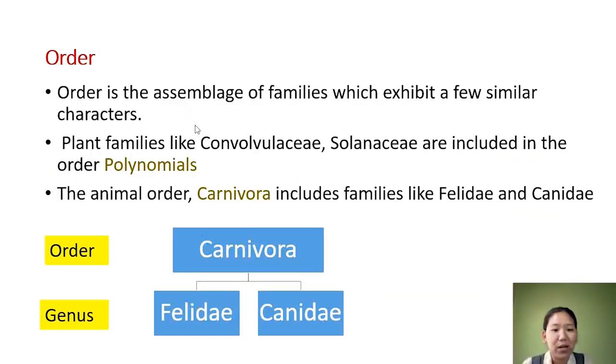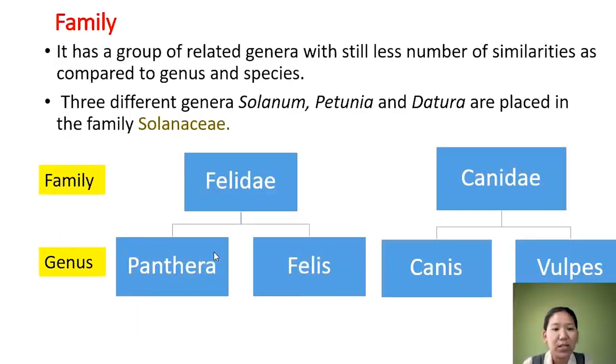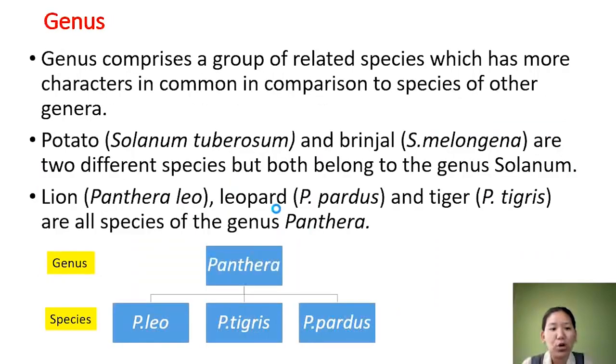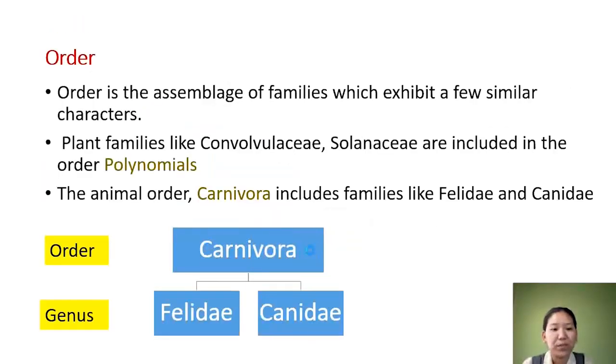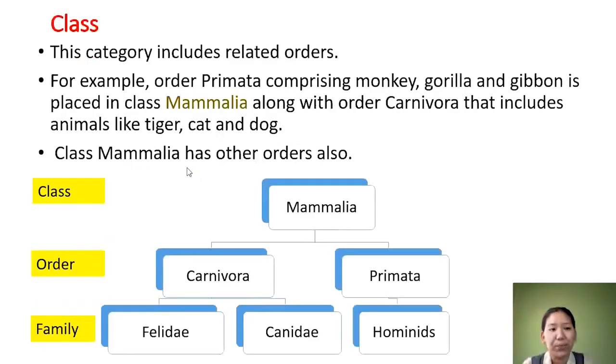For example, in the earlier topic under family, Felidae and Canidae belong to different categories. At the level of family they are separate, but when it comes to order they come together under Carnivora, the flesh eating group. So Felidae and Canidae belong to the same order, Carnivora. Likewise, in the case of plants, Convolvulaceae and Solanaceae, even though they are different families, belong to the same order, Polemoniales.